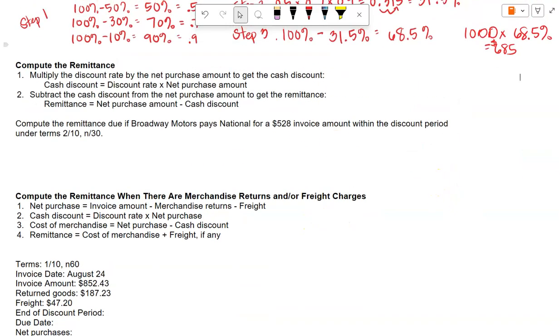And let's take a look at this example. Here it says to compute the remittance. When we do this, you need to multiply the discount rate by the net purchase amount to get the cash discount amount, so how much money we saved. And then you need to subtract that cash discount from my net purchase amount.